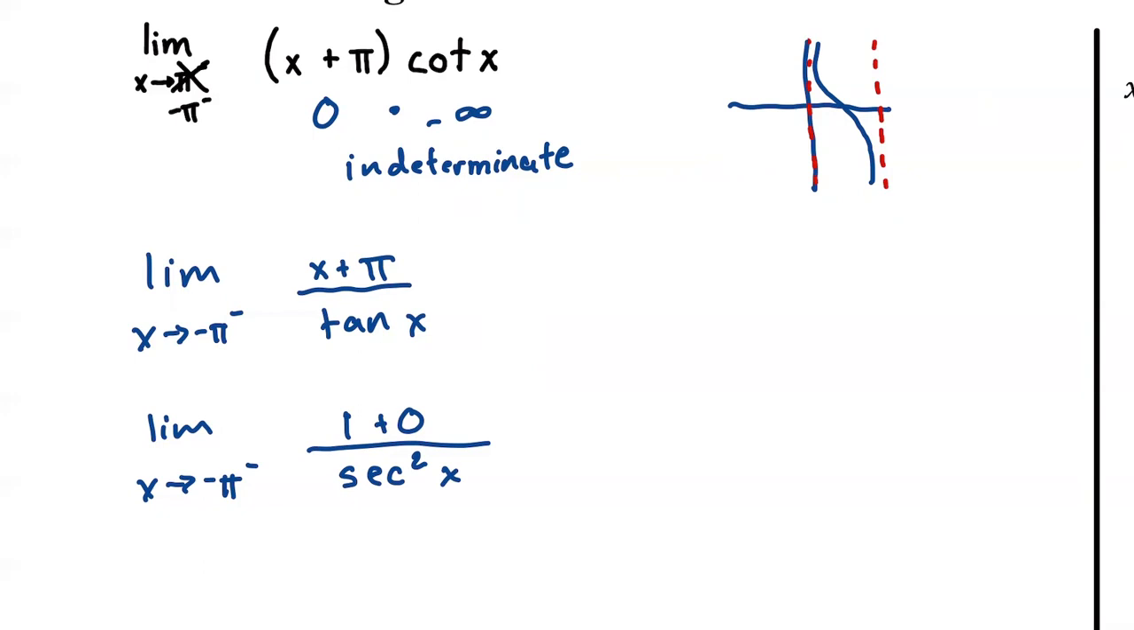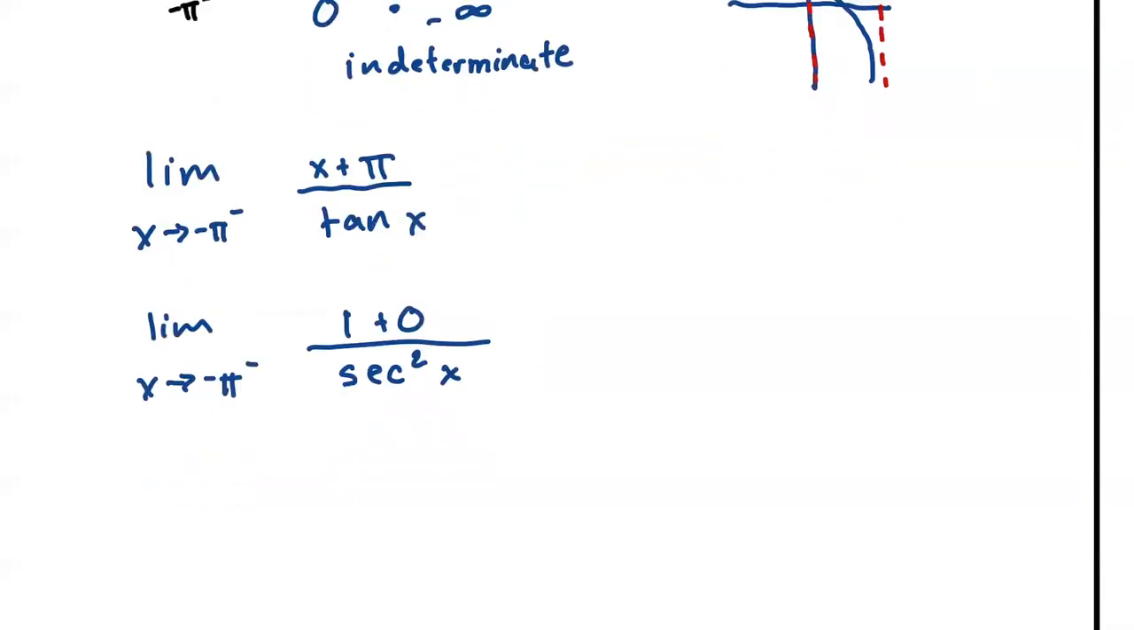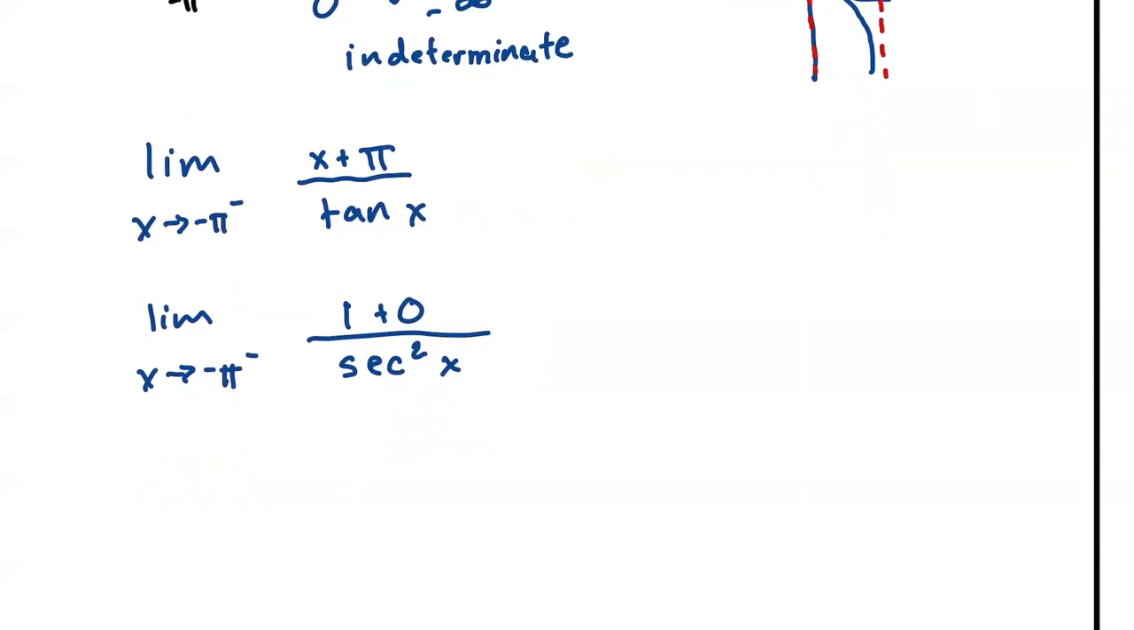And again, if you notice here, the 0 we don't necessarily need to write. We could just write this as 1 over secant squared. This is not an indeterminate form.